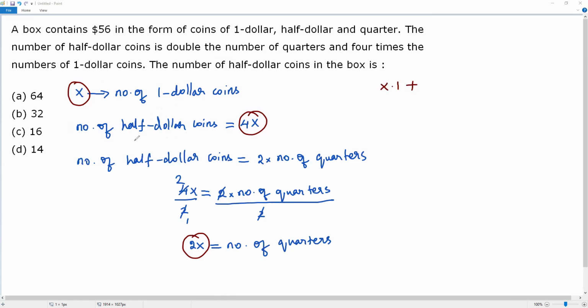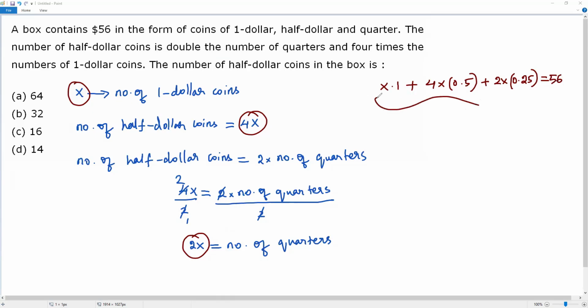And we know that the value of each half dollar coin is $0.5. To get the total value of 4X number of half dollar coins, we have to multiply the number of coins 4X and the value of each half dollar coin, that is $0.5. Then we have 4X times 0.5, and we know that the value of each quarter is $0.25. To get the value of 2X number of quarters, we have to multiply the number of quarters 2X and the value of each quarter, that is $0.25. Then we have 2X times 0.25. Okay, this expression gives the total value of all the coins. According to the information, this expression, that is the total value of all the coins, is equal to $56.